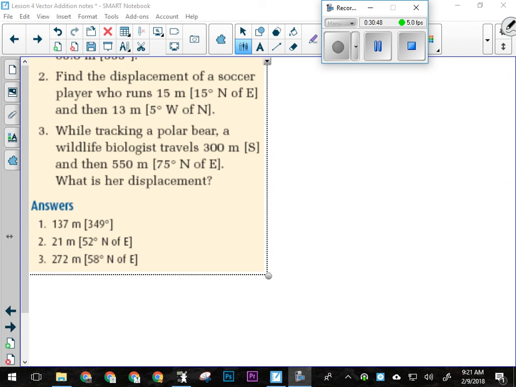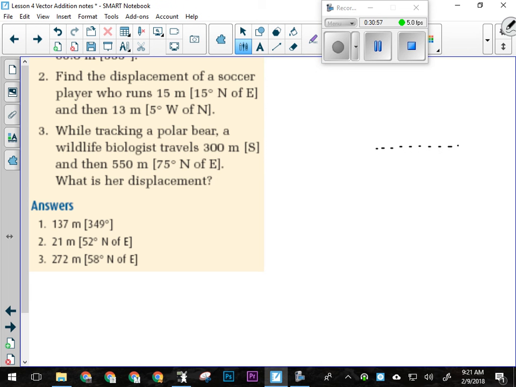So we've got 15 meters at 15 degrees north of east. My first reference line is going to be east, and I'm going to go 15 degrees north of it, so it's not a very steep triangle, 15 meters. So there's going to be my x and my y for that first vector.